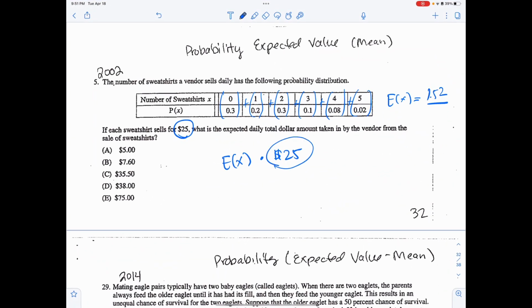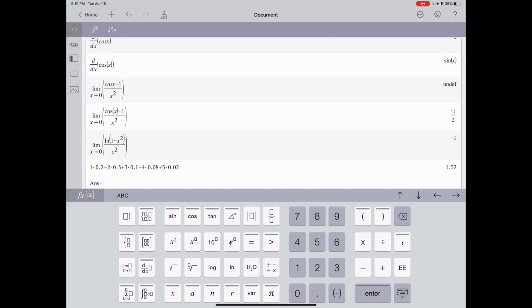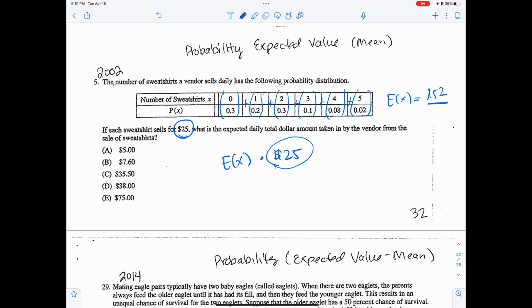And then I'm going to multiply it by $25, because that's telling me I'm expecting to get 1.52 t-shirts. 1.52 times $25 is $38, and that's where I get $38 from.